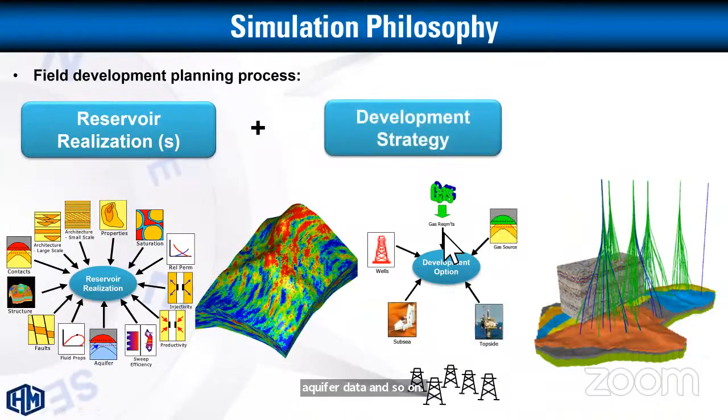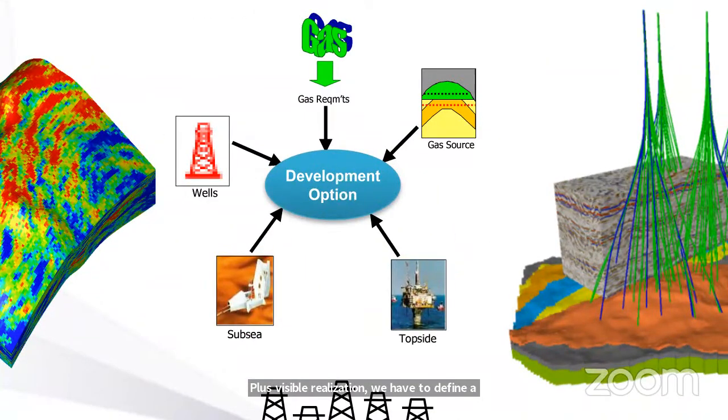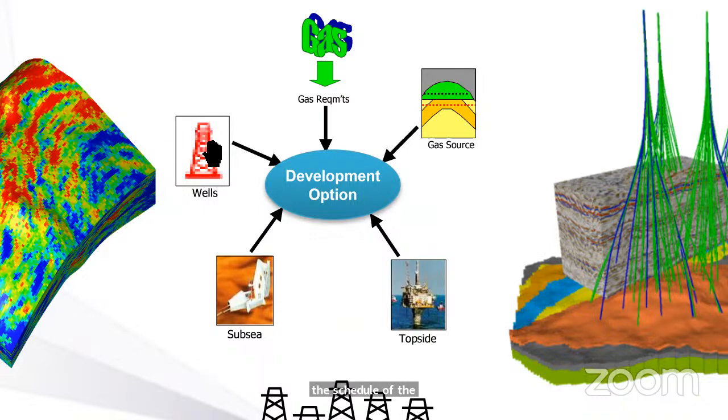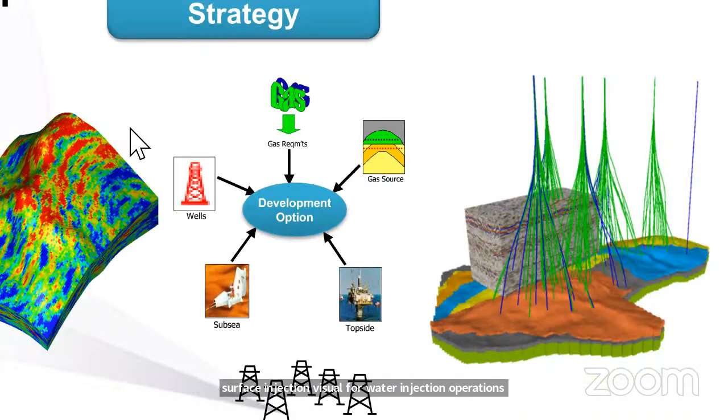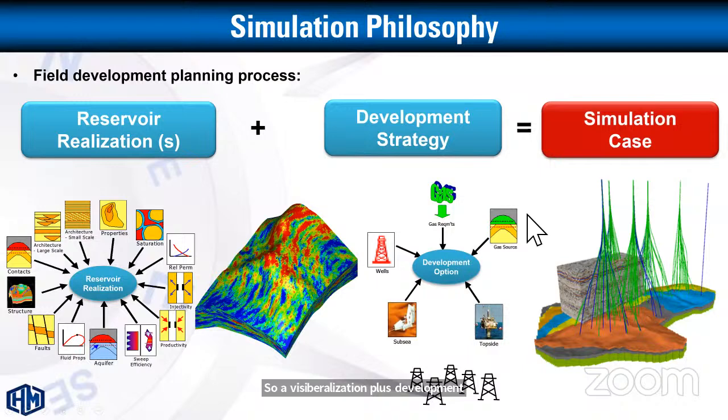Next, plus reservoir realization, we have to define a development strategy. Development strategy means it's a combination of the schedule of the development plan of your field. How many wells will be drilled? What are the constraints of these wells, like bottom hole pressure, the surface injection pressure for water injection operations, subsurface data, and so on. So reservoir realization plus development strategy means a simulation case.